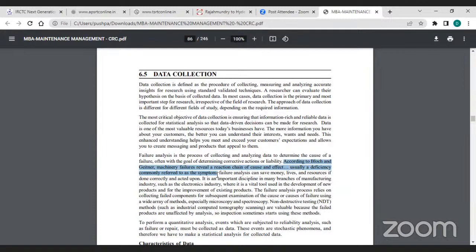So why do we do failure analysis? Failure analysis can save money, lives and resources if done correctly and acted upon. Whenever we identify that the machinery has a defect or deficiency or a symptom of failure and we rectify it, we can save money, sometimes save lives, and effectively utilize the resources, because we have seen so many accidents happening which are taking the lives of people because there is no proper failure analysis happening on that particular machine, right?